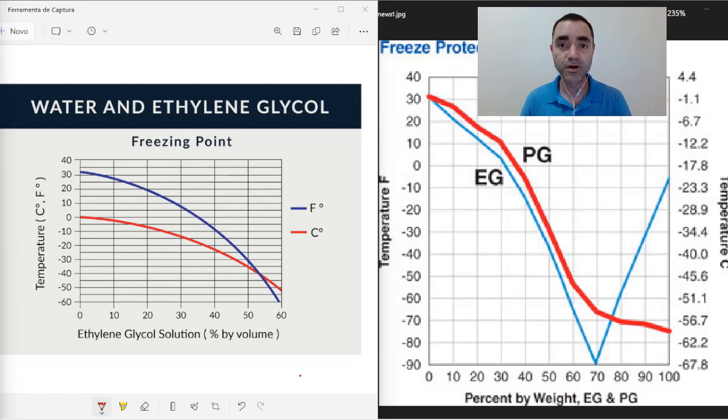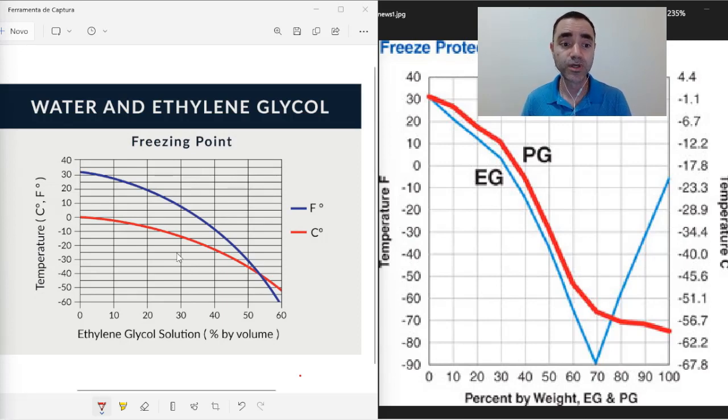And the amount of ethylene glycol or propylene glycol depends on the chart that you are using. If I am using a chart set by percentage of volume, the absolute value that I will have for ethylene glycol will be different for the same desired temperature. It will be different if I use a chart with percentage in weight. So the first thing to observe is what is the source of information that you are using? Percentage volume or percentage weight?